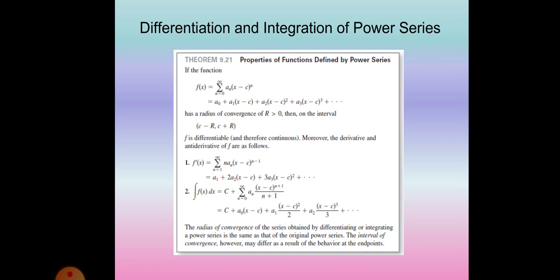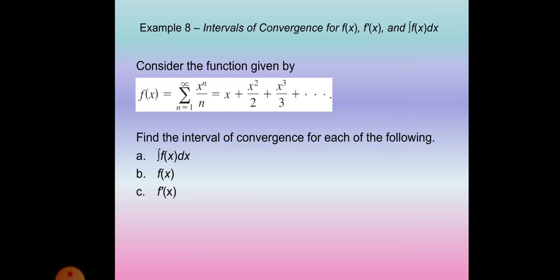The radius of convergence of the series obtained by differentiating and integrating a power series is the same as that of the original power series. The interval of convergence, however, may differ as a result of the behavior at the endpoints.